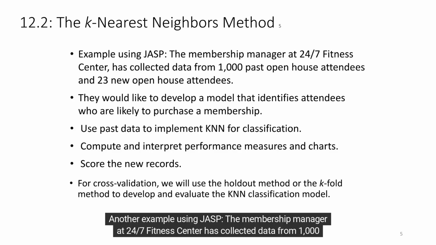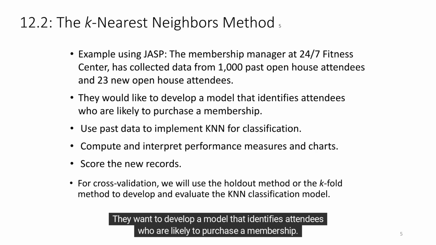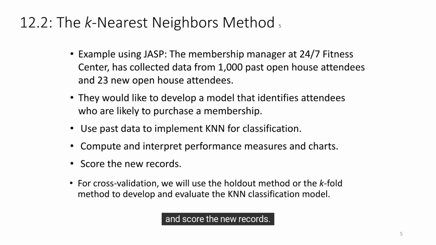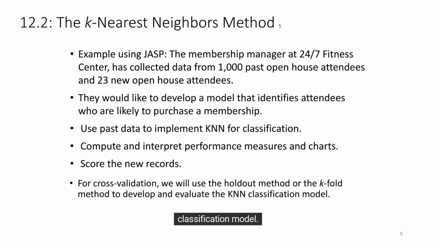Another example using JASP. The membership manager at 24/7's Fitness Center has collected data from 1,000 past open house attendees and 23 new open house attendees. They want to develop a model that identifies attendees who are likely to purchase a membership. Using past data, we can implement KNN for classification, compute and interpret performance measures and charts, and score the new records. For cross-validation, we will use the holdout method or the K-fold method to develop and evaluate the KNN classification model.